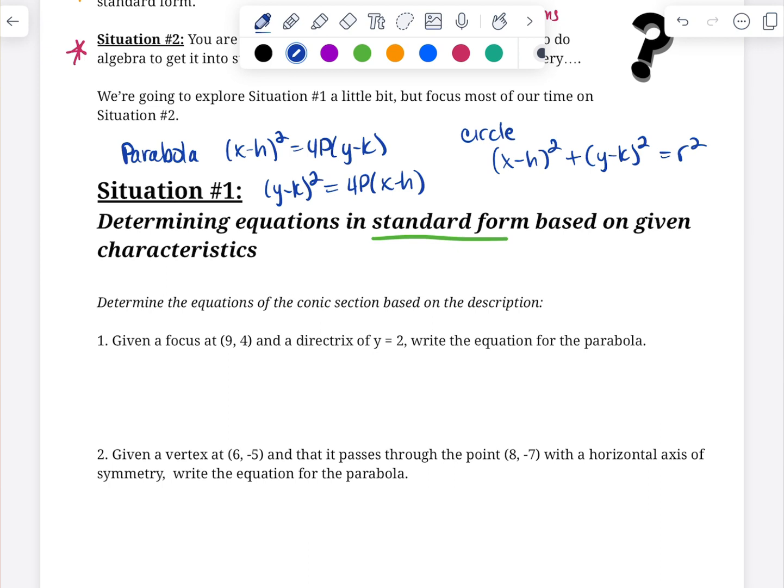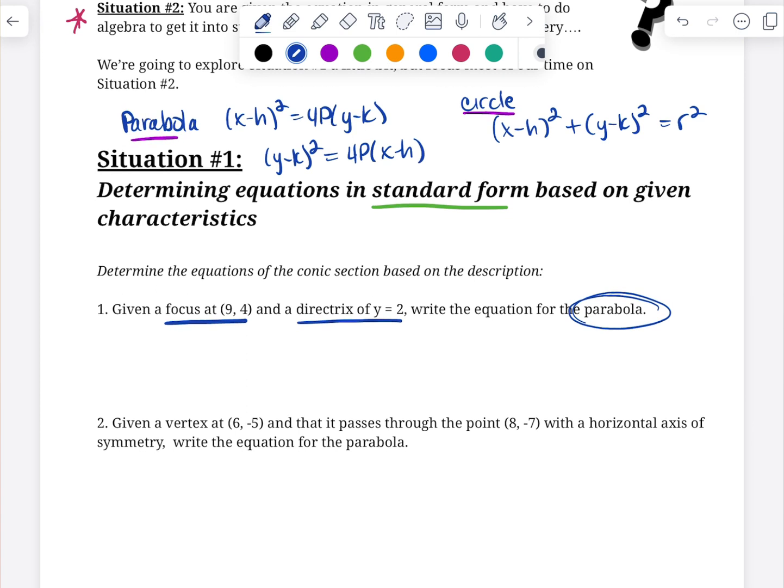Okay, so I also want to point out that every different conic, whether it's a parabola, a circle, an ellipse, a hyperbola, they all have different features. So even if we didn't straight up tell you this is an equation for such and such, you could probably figure it out just based on the types of things that we gave you in the problem. So, for example, the first question says, given a focus at (9, 4) and a directrix of y equals 2, write the equation of the parabola. We didn't need to tell you this for you to know you were going to be writing an equation of a parabola, because parabolas are the only thing that have a directrix.